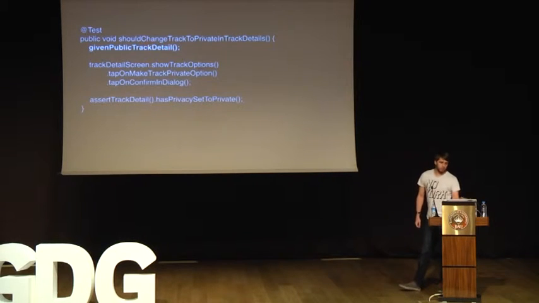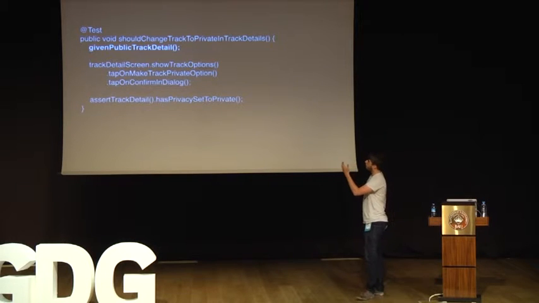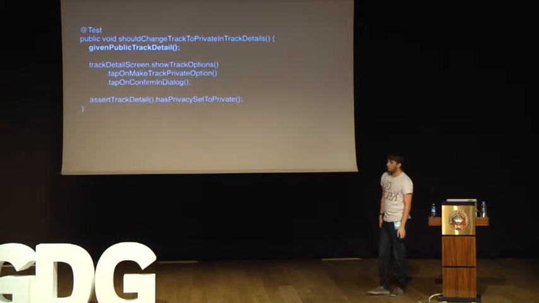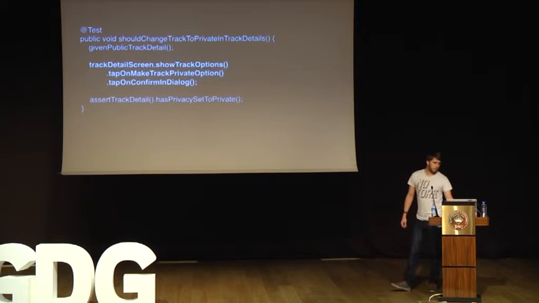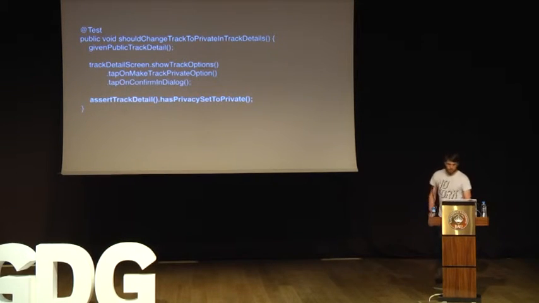So all in all, we have this test. The first line is given that we are displaying a public track. So it just pops an activity with a track detail with the right ID that is public. Then we do our thing here. And at the end, we just assert as well.